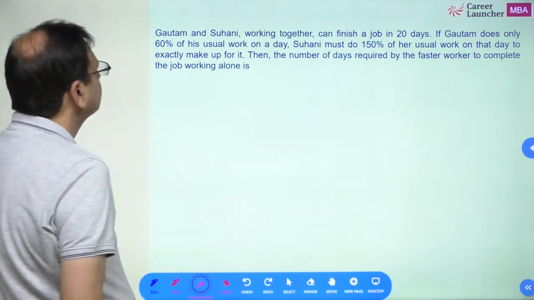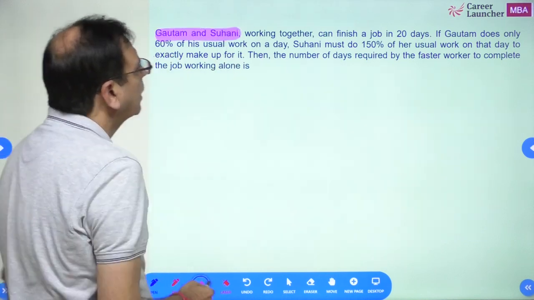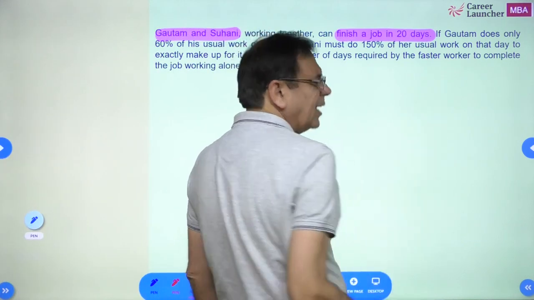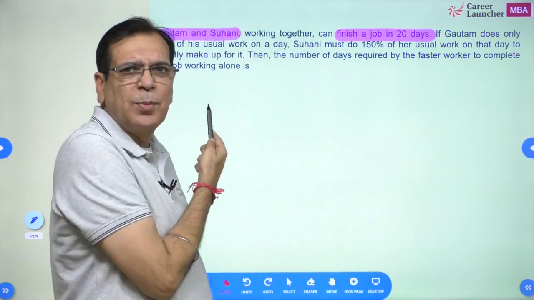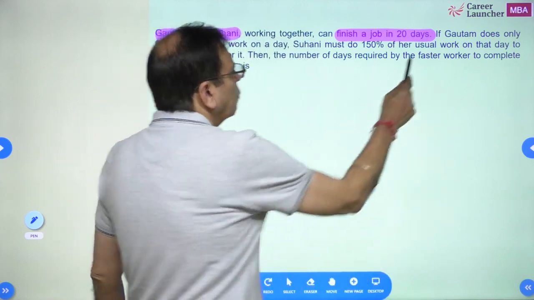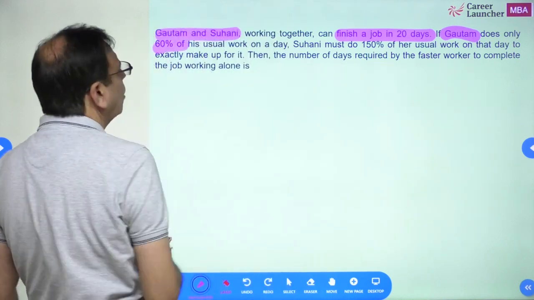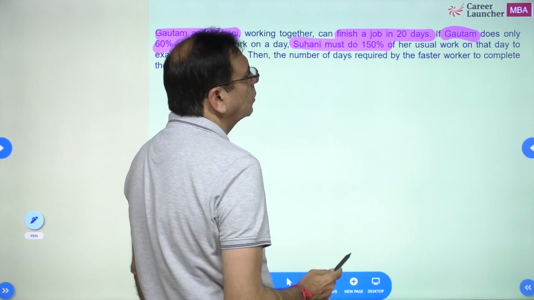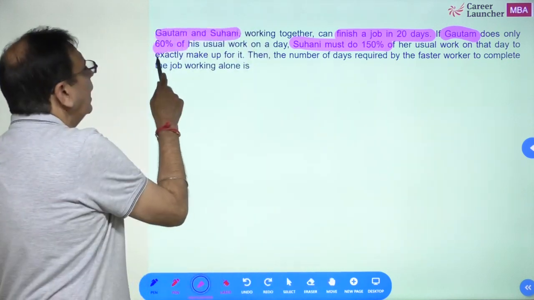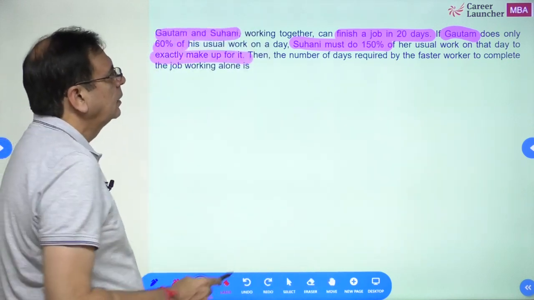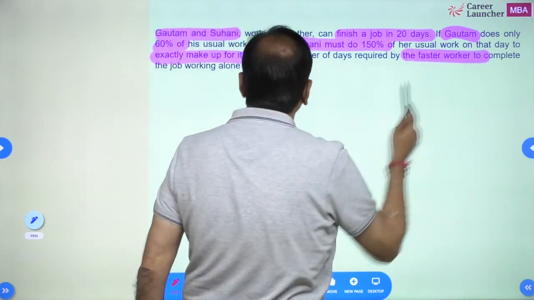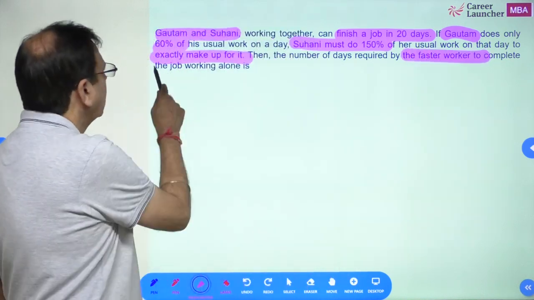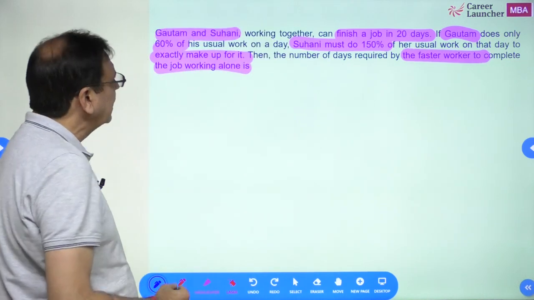Question 15th. Gautam and Sohani working together can finish a job in 20 days. ये अच्छा लगता है ना? 20 यानी 5% काम करेंगे एक दिन में. If Gautam does only 60% of his usual work in a day, Sohani must do 150% of her usual work on that day to exactly make up for it. The number of days required by the faster worker to complete the job working alone. Okay, simple equation आ जाएगी ना.